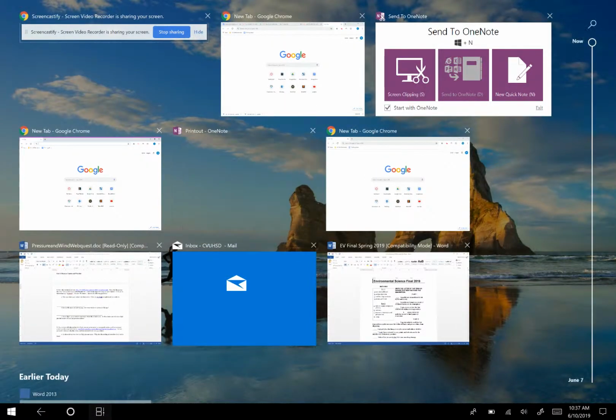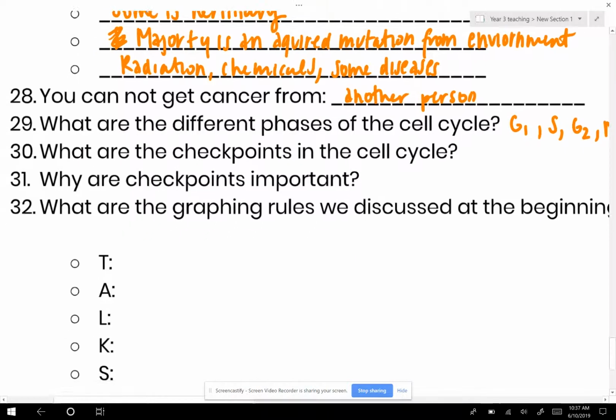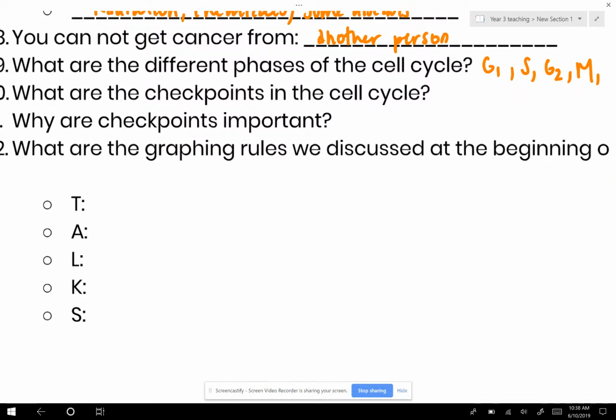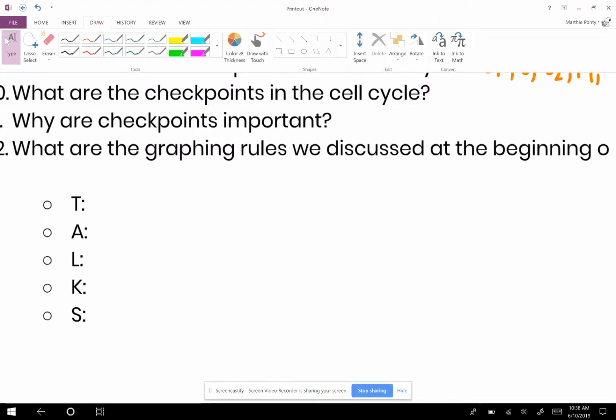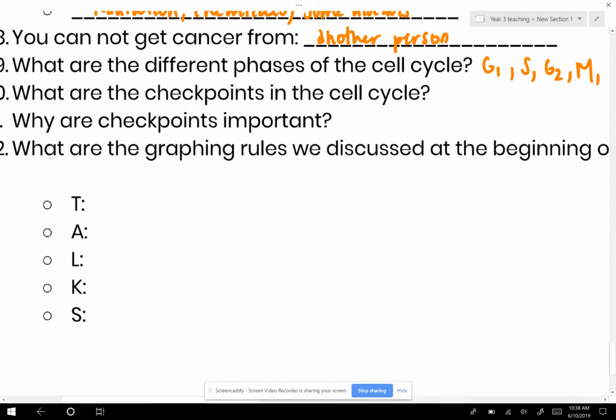Okay, guys, so we're going to go ahead and finish this up. We're going to talk about some of the checkpoints in the cell cycle and how those things happen, and why those checkpoints are important. And then last but not least, we will go over graphs again, because there are a few questions on graphs that you guys shouldn't have to miss, but I'm going to go over that one more time. So it says, what are the checkpoints in the cell cycle?